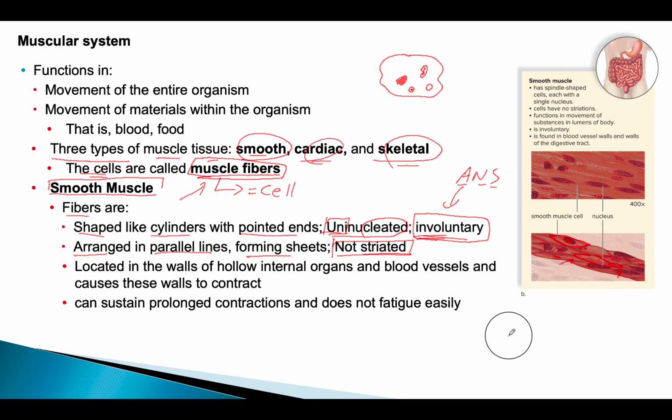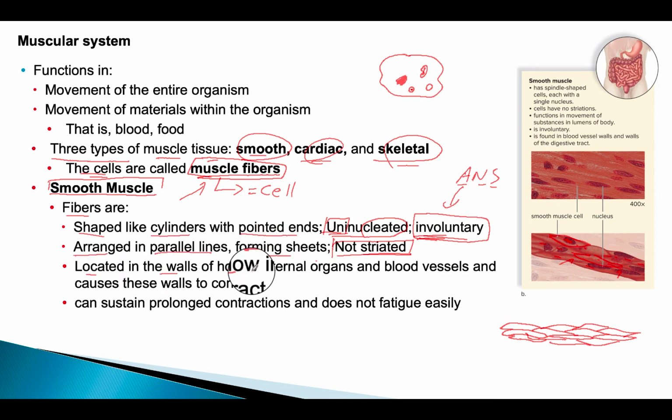So if I would redraw it here, for example, here is one of the muscle cells, here's another one of the muscle cells, here is another one right over here, and then we have one right over here, one right over here. You get the idea, right? And then as it stacks on top of each other, now it's creating this sheet of muscle cells. All right, so that's what we have right here. So, sheets of muscle cells, arranged in parallel lines, forming sheets.